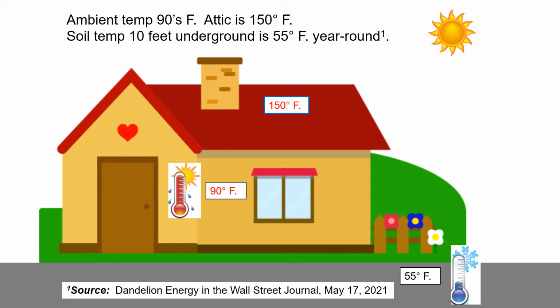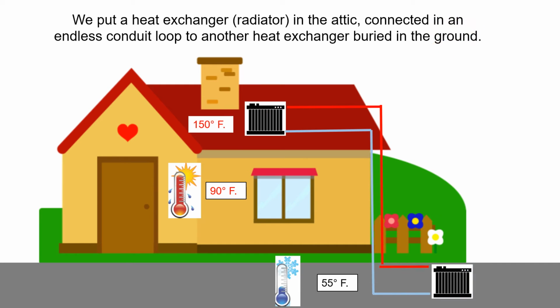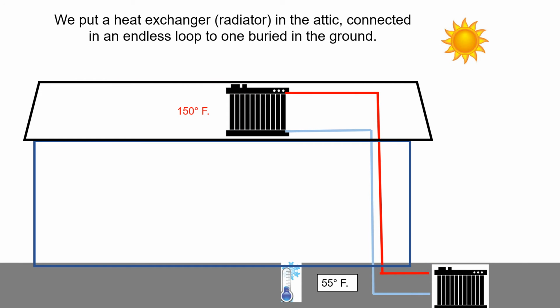Here's an illustration. Ambient temperatures are in the 90s Fahrenheit. The attic is 150 degrees Fahrenheit. The soil temperature 10 feet underground is 55 degrees pretty much year-round. We put a heat exchanger or radiator in the attic, connected in an endless conduit loop to another heat exchanger buried in the ground. That's a heat exchanger or radiator in the attic, connected in an endless loop to another heat exchanger or radiator buried in the ground.